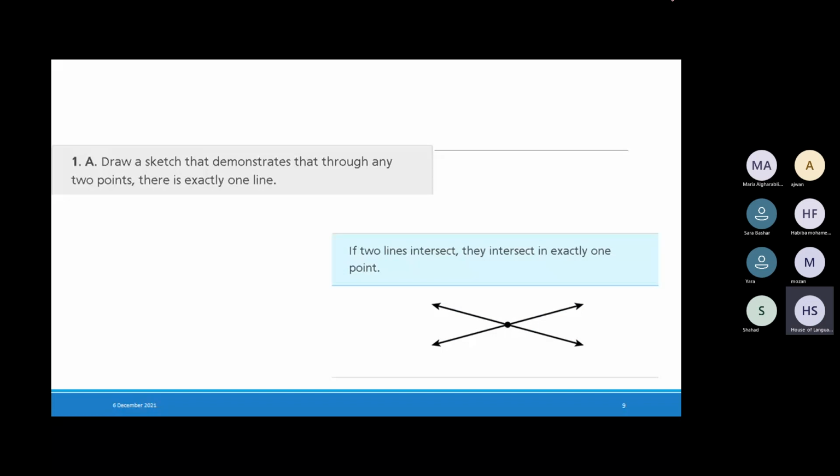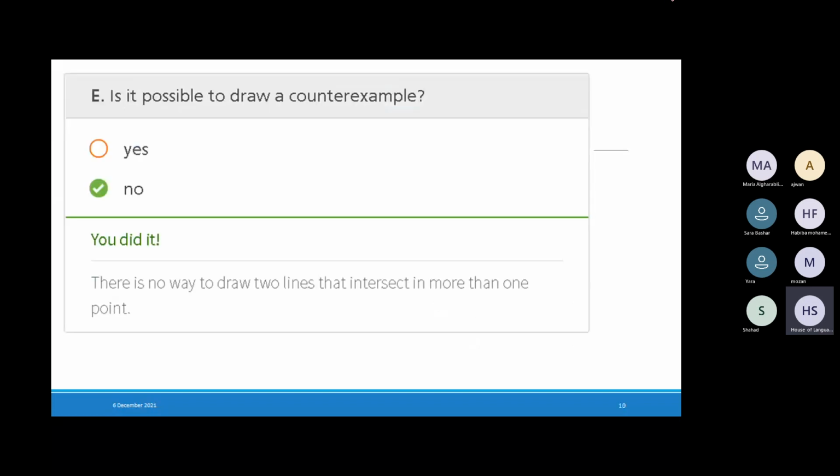Imagine two lines, if they intersect, they can intersect in... What do you mean by intersect? Yes. Can they cross in more than one point? No, because they're already intersected. How are they going to intersect? So, is it possible to draw a counter example? No. There's no way to draw two lines that intersect in more than one point. Up to now, is it clear? Do you have any questions?